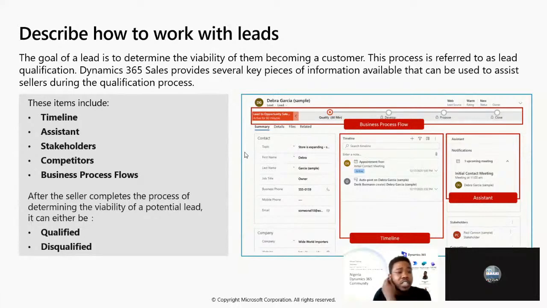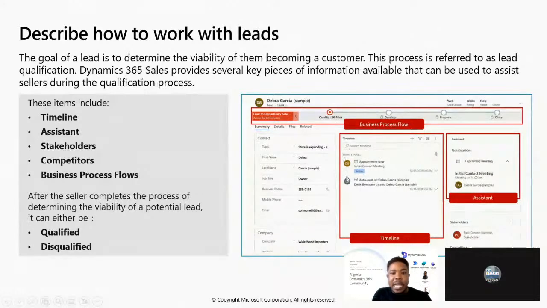So this is the lead form, and you expect to have some of the information about the lead that you're going to be working with, right? We have the topic. The topic might be expanding our store, or the topic might be bidding for a real estate project, and you have the first name of that person and the last name, the job title, right? And the business phone of the person as well, then the email.